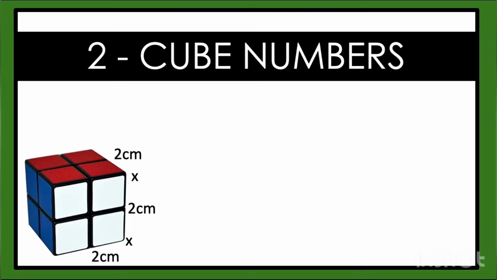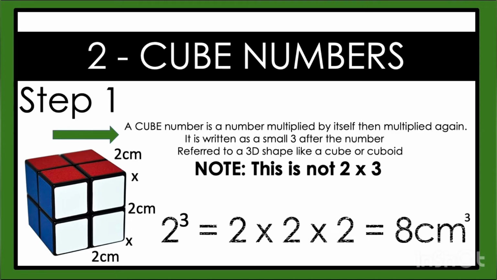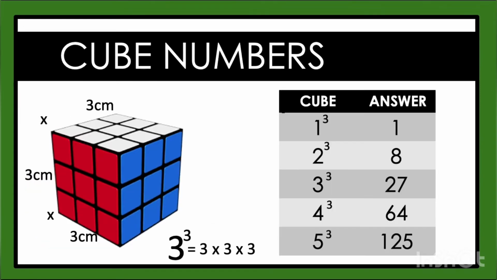Number 2, cube numbers. What is a cube number? Well, a cube number is a number multiplied by itself, then multiplied again. Please don't get mistaken that a cube number is a number multiplied by 3. It's not. It's a number multiplied by itself, then multiplied again. In this example, 2 cubed is 2 multiplied by 2 multiplied by 2. You have to know all the cube numbers from 1 to 5. Yes, only 1 to 5. 1 cubed, 2 cubed, 3 cubed, 4 cubed and 5 cubed.